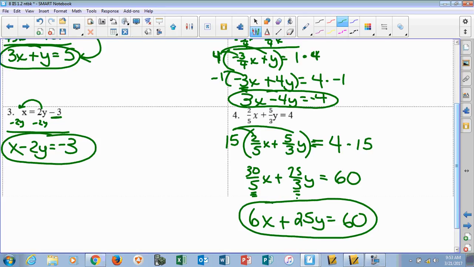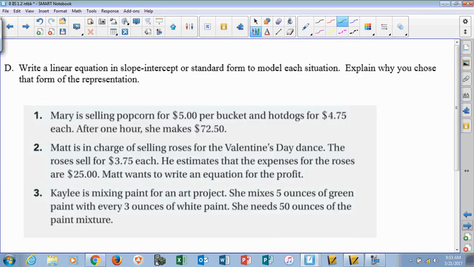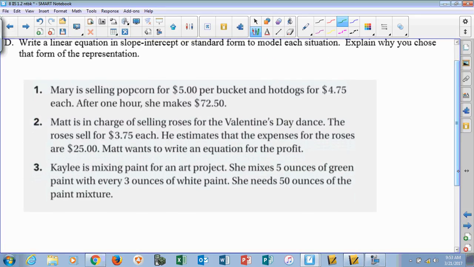So the last part of this lesson is going to deal with writing an equation in slope-intercept or standard form to model each situation. Explain why you chose those forms. Let's zip on over here. So we got to think of it. They're talking about one variable. Is one variable dependent upon the other? Or are two variables, like we said in the beginning, combined to produce a fixed third quantity?